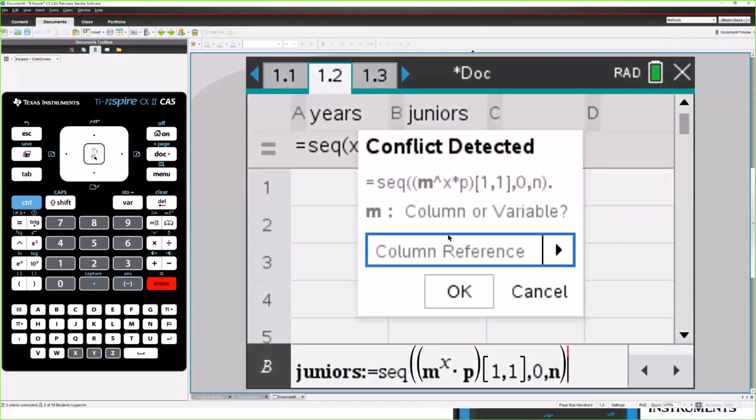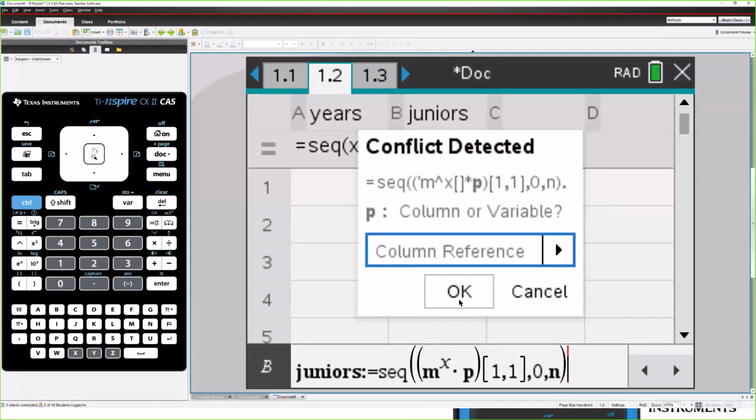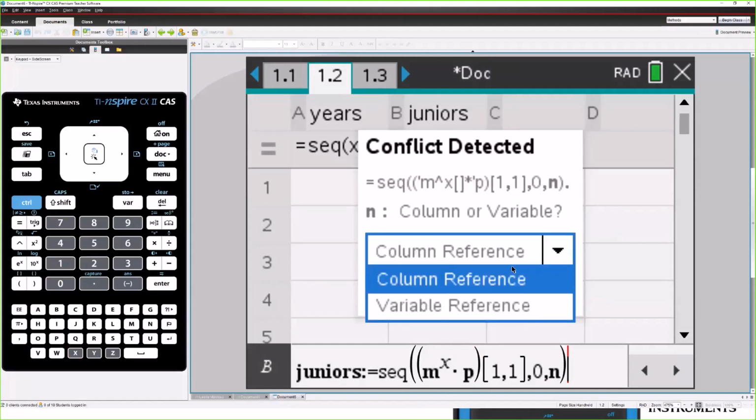And again, it's saying, oh, you've got an m in your formula. Is that the column m, or is it the variable n that you defined? It's a variable. And it says, oh, what about this p? That could also be a column. And by the way, if you want to avoid doing this, you'll notice, and I'll show you the formula at the end of it.